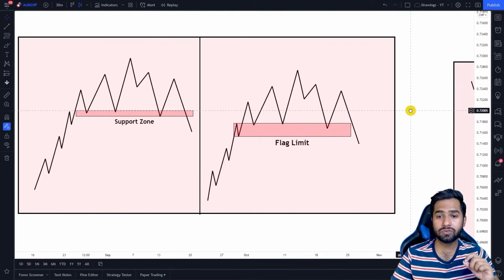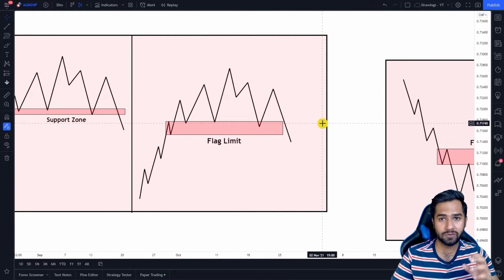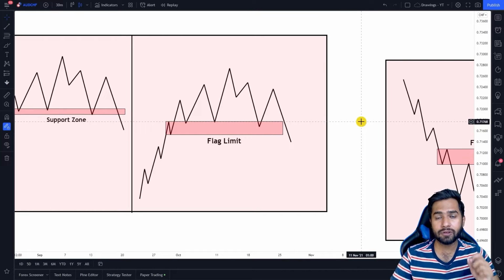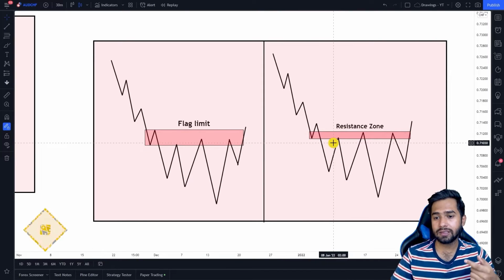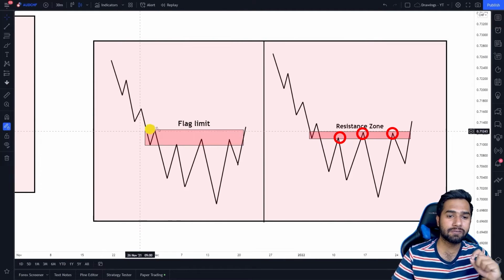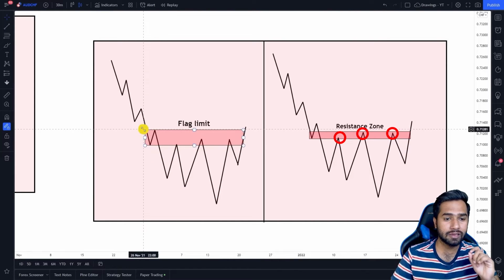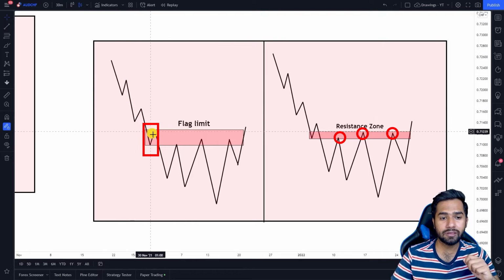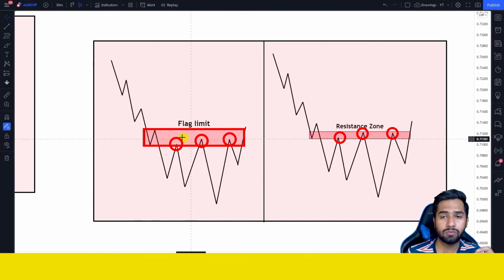Now let's go through the resistance zone and flag limit zones, and then we're going to go through the comparison of why flag limit zones are important, or why we would prefer using flag limit zones over support or resistance zone. In case of resistance, the resistance is the level from which the market bounces back in the bearish direction. As we can see here, the market is bouncing back from this level multiple times. If we see the flag limit zone that is similar to resistance zone, then in this case the market held the price when the market was moving in the bearish trend, and then after that the flag limit zone was formed and market is bouncing back from this zone multiple times.